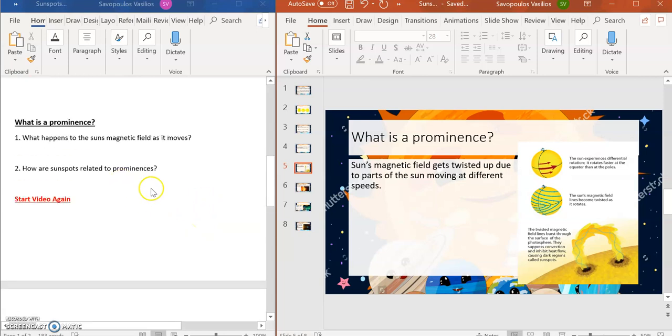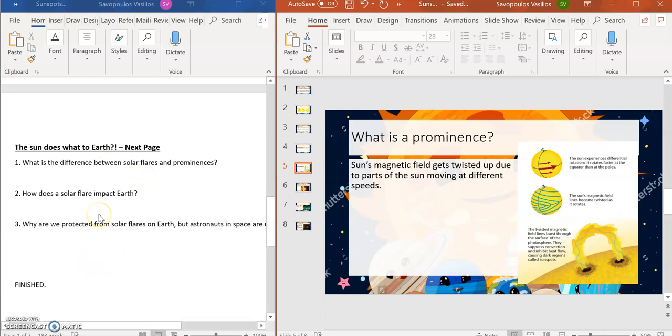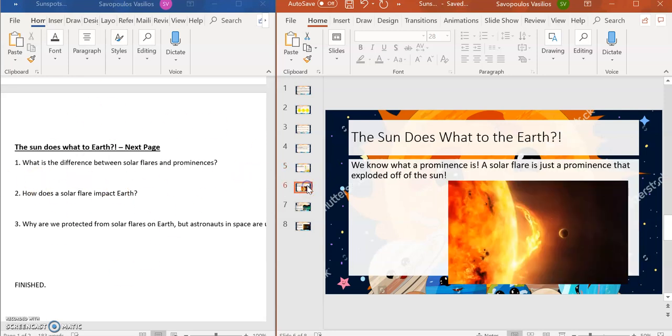All right, now that you've answered what is a prominence 1 and 2, you should be ready to move on to the sun does what to Earth? All right, so here we go. There's a few slides for this, and I'm going to go over them one at a time, and I'll ask you to pause and answer your questions over here.